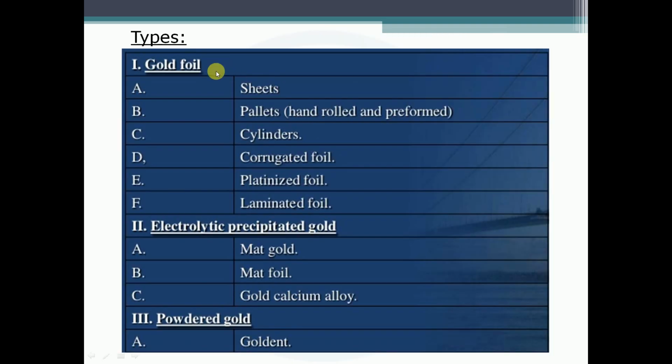These are the types of gold. It is available as gold foil, electrolytic precipitated gold and powdered gold. Gold foil is available in sheets, pellets, cylinders, corrugated foil, platinized foil and laminated foil. Electrolytic precipitated gold includes matte gold, matte foil and gold calcium alloy, and in powdered gold, Goldent.